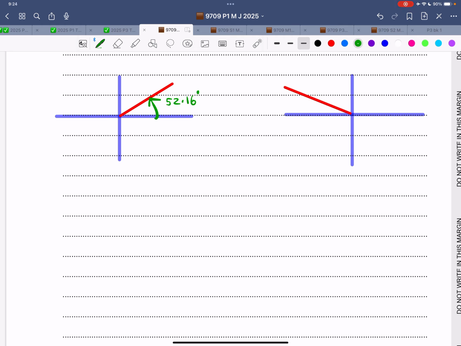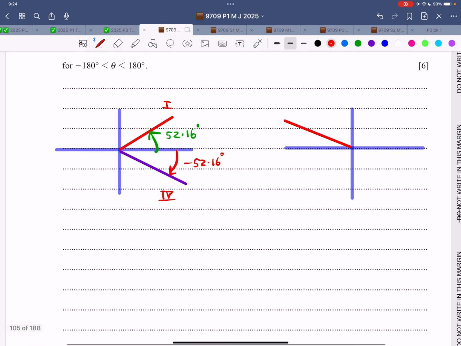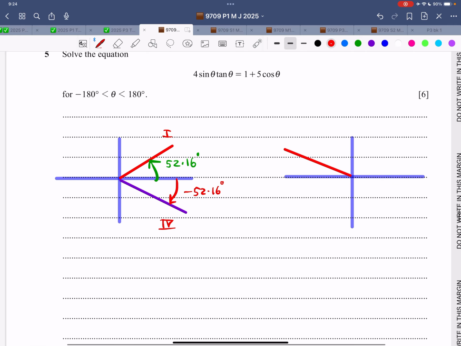And when we are talking about the same basic angle downstairs, that means below the x-axis, let me use this thing, and it would be the same thing downstairs like this. So this is negative 52.16 degrees. This is first quadrant, this is fourth quadrant. So first and fourth are taken care of in the same manner, with this basic angle, 52.16 degrees. I hope you got this.